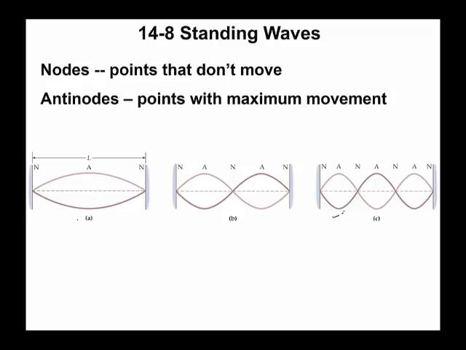This first one we call the fundamental frequency. This one would be 3 times the fundamental because it has 3 antinodes. So the number of antinodes tells me the harmonic. So since this has 3 antinodes, this would be the 3rd harmonic. This has 2 antinodes, so this would be the 2nd harmonic. This one is what's called the fundamental.